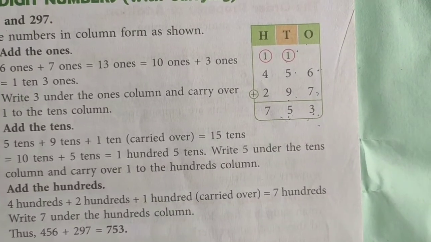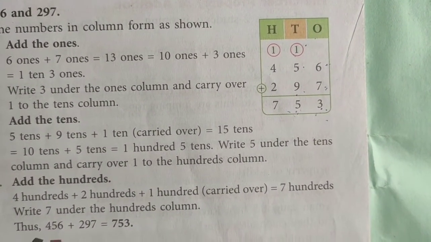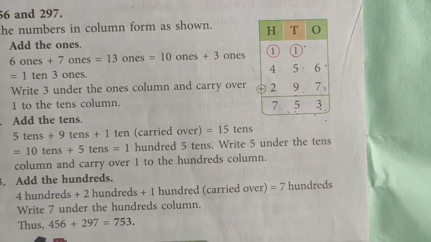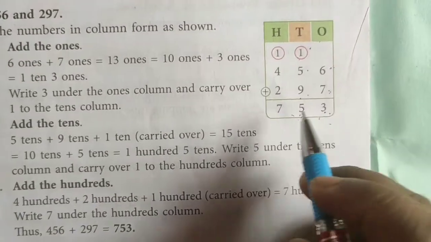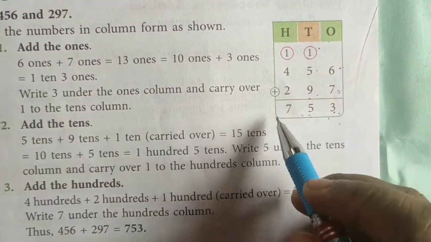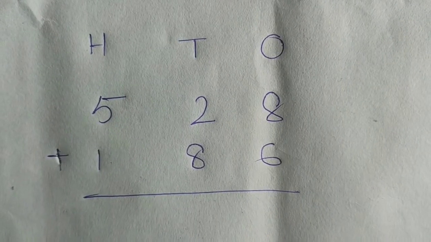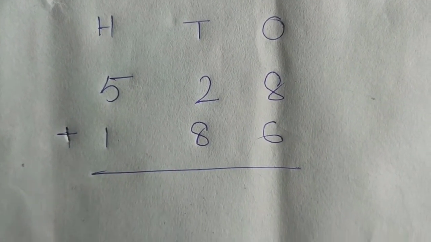Now 4 plus 2, how much? 6. 6 plus 1, how much? 7. So what is the result? 753. There is no carry. Now let's take one more example regarding this topic.